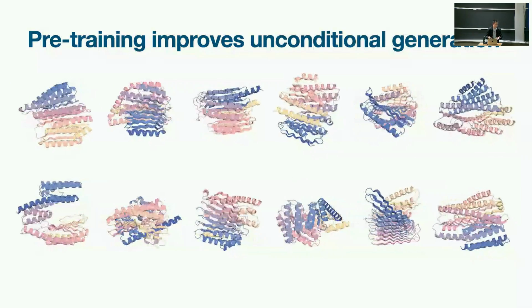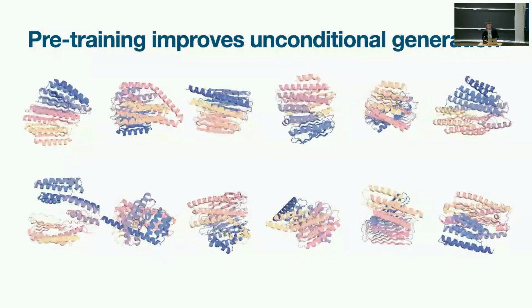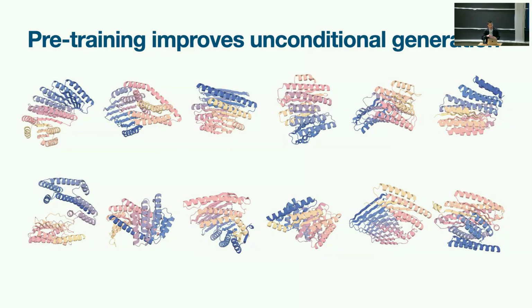The pre-training was actually very crucial because it let us train for a lot shorter, and also drastically improved the unconditional generation task, where the previous method could only go up to length 300. This model is able to go up to length 800 or even 1,000, and generate these massive proteins that look really nice as well.